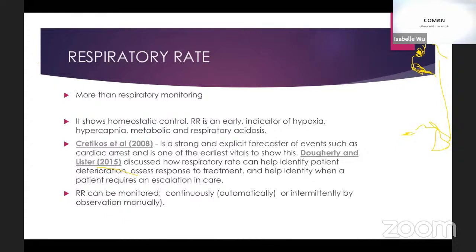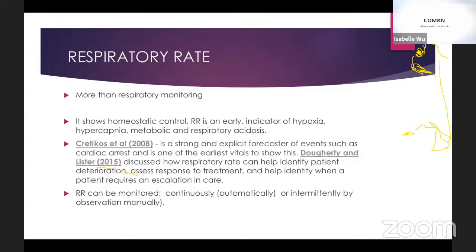That's really what the respiratory rate tells us. And it should never be overlooked. We really need to stop and remember to count the respiratory rate when we're assessing acutely ill patients anywhere, not just the ICU. It is an early indicator of hypoxia. Respiratory rate is more sensitive than you can imagine when it comes to respiratory issues, hypoxia, hypercapnia, metabolic and respiratory acidosis. Prater's own in 2008 showed that it is a strong forecaster of events like cardiac arrest.